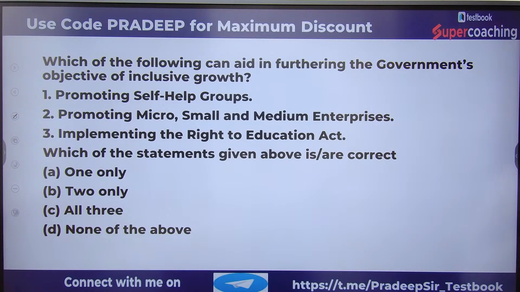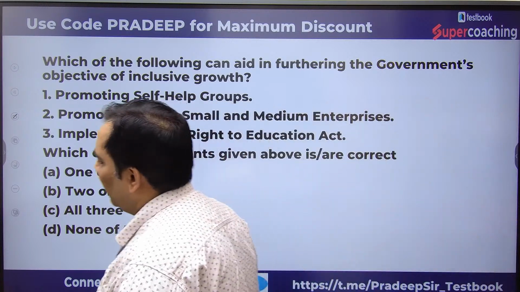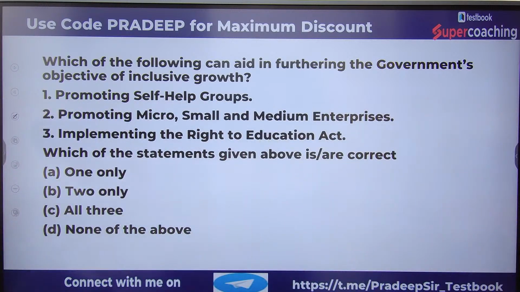Rehan Ali. Shaukat, right answer. Rehan, right answer. So that means there is no need to explain this question. All students have given the right answer, but still let me explain.